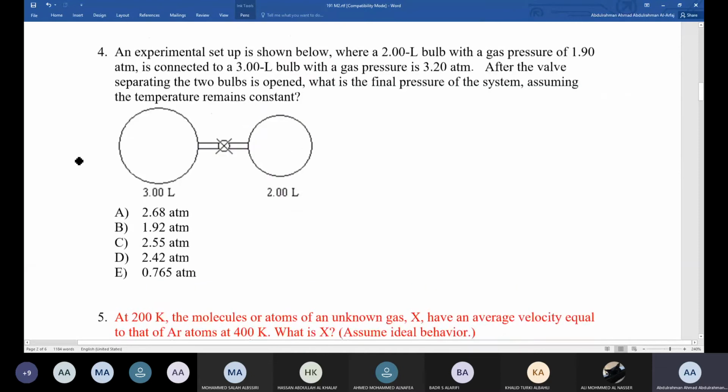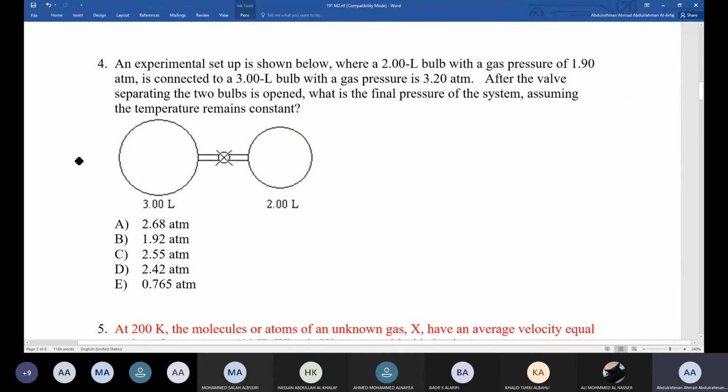In an experiment setup as shown below, a 2 liter bulb has a pressure of 1.9 atmosphere and is connected to a 3 liter bulb where the pressure is 3.20 atmosphere. After the valve separating the 2 bulbs is opened, what will be the final pressure in both of them?